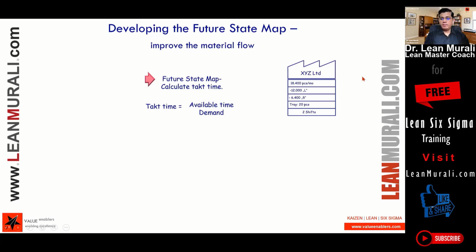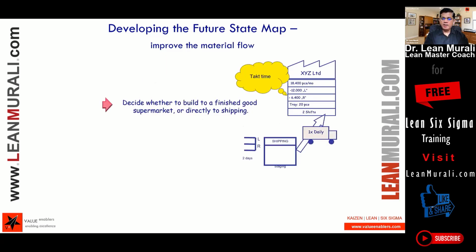So what improvements might be decided? If you want to develop this, the future map looks something like this. Now, takt time we have calculated. We know the pieces: 18,000 pieces, 12,000 and 6,000. So this is what we know, and here is the takt time. And takt time we said is 60 seconds, right?